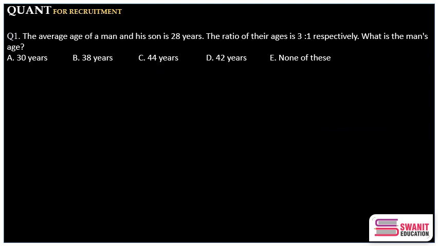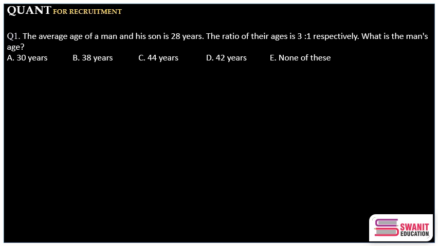The first segment, that is the quant section. In this video we'll be talking about some of the questions which will be part of the aptitude exam in the Accenture drive. The first question on your screen says the average age of a man and his son is 28 years. The ratio of their ages is 3:1 respectively. What is the man's age?